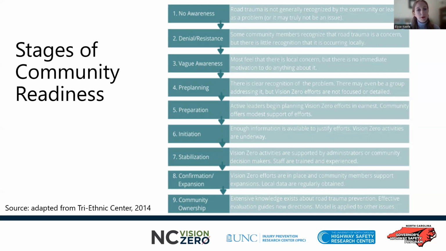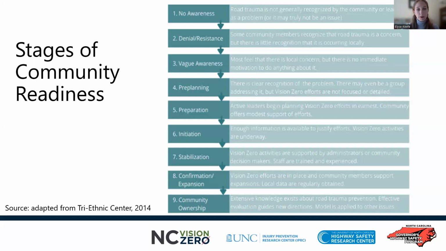So at these lower stages, which are actually at the top, so that's no awareness, denial, resistance, vague awareness, there is simply not a lot of awareness of the problem or that it's a problem. Efforts are probably not quite organized yet. So in Vision Zero, that might look like there's just a few people in the community that are concerned by deaths on the roads locally, but otherwise, leadership and community members are not aware of the trends or prevalence or don't acknowledge that it's a problem.